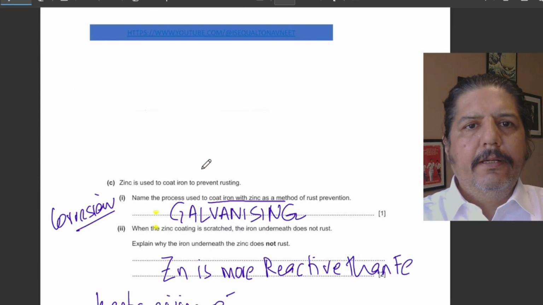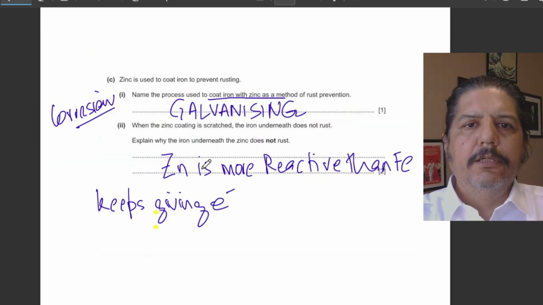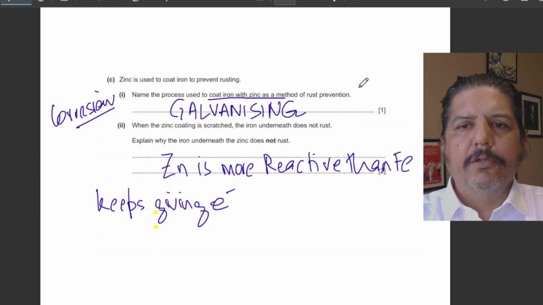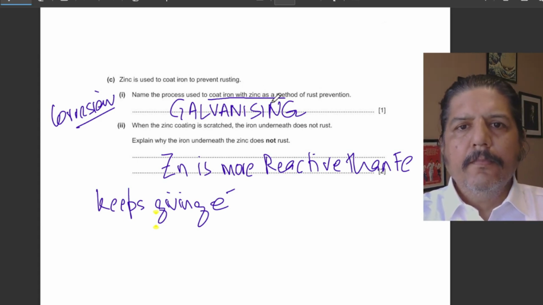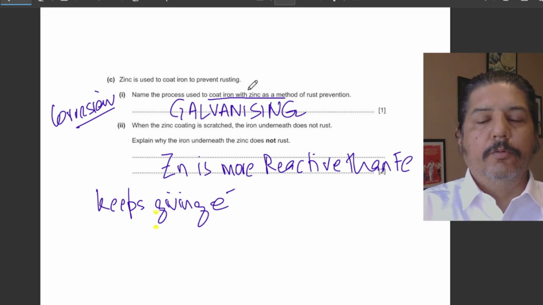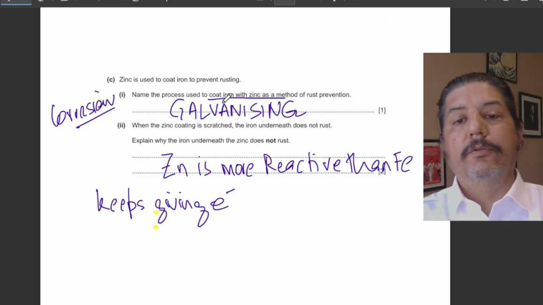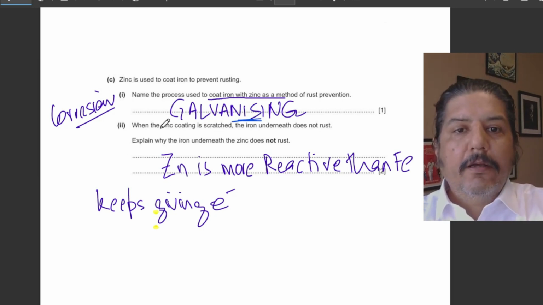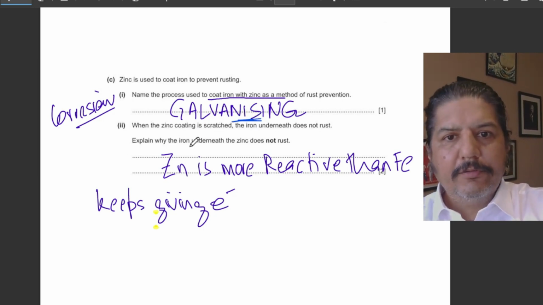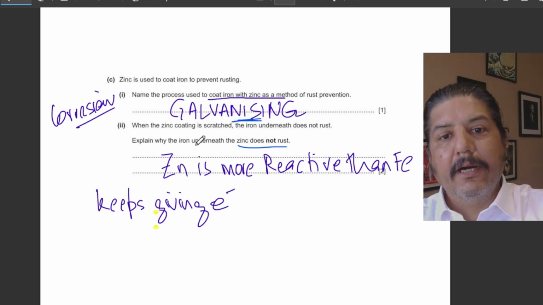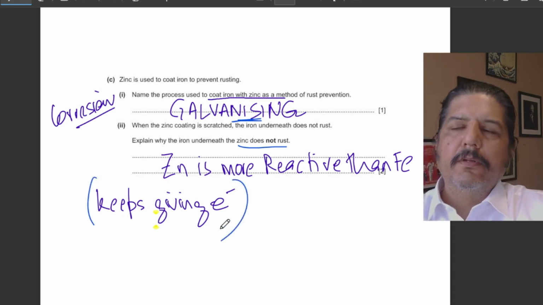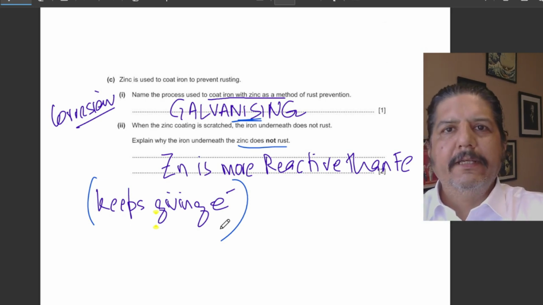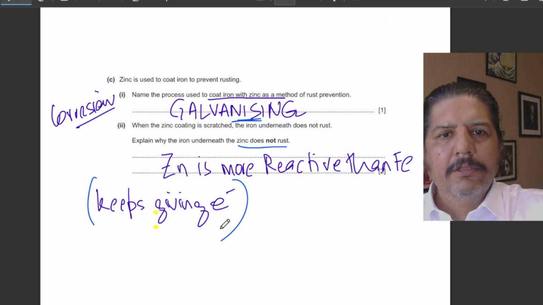So skipping all iron and aluminium questions, then we have: name the process used to coat iron with zinc as a method of rust prevention. The process which is used to prevent iron from rusting using zinc is called galvanizing. When the zinc coating is scratched, the iron does not rust. Explain why iron underneath the zinc does not react. The iron beneath the zinc doesn't react because zinc is more reactive than iron, and it is always more forthcoming. It readily is there to give electrons. So that is why.